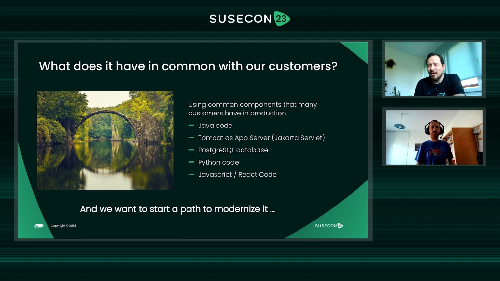I remember a survey by JRebel saying that this is the most typical combination for production applications in enterprises. Having Java code running on Tomcat or a similar servlet container is very common. Now we're using a Postgres database as the backend for the data, and Python code as the glue, especially for things related to the operating system or the infrastructure, and for the UI, JavaScript and React. This is a very common use case that many of our customers are right now using in their own production environments, and they are thinking, hey, how do we modernize this?